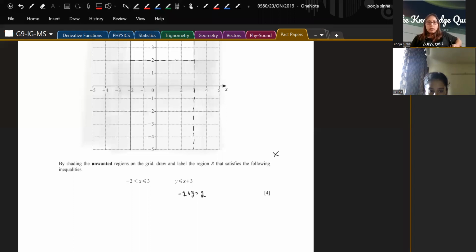By shading the unwanted region on the grid, draw and label the region R that satisfies the following inequalities. Okay. Satisfies the following inequalities. Minus 2 is less than x, x is from minus 2 to 3 and y is greater than.